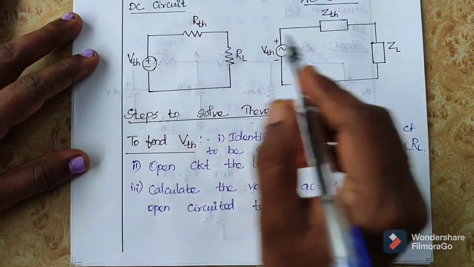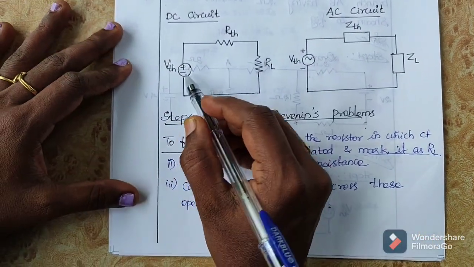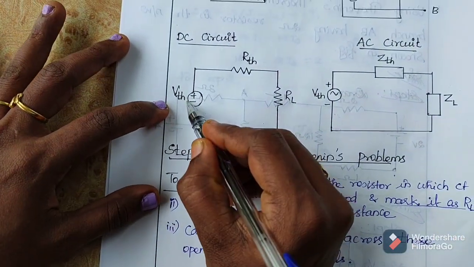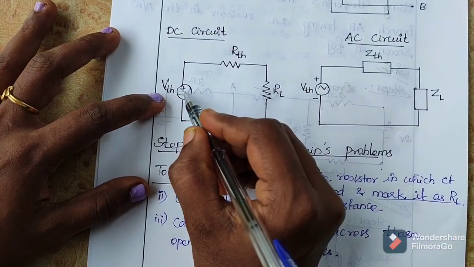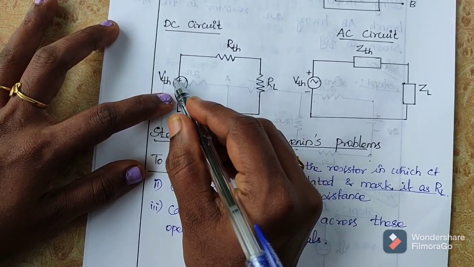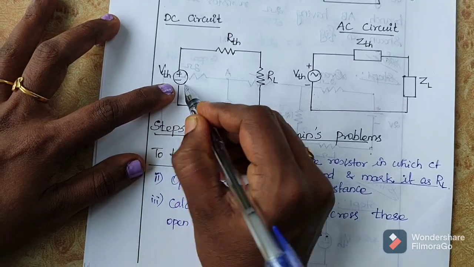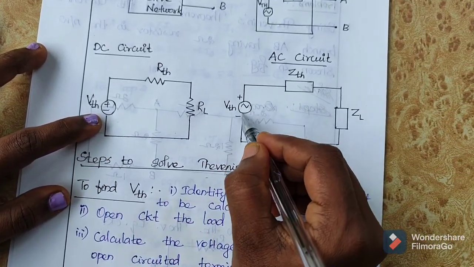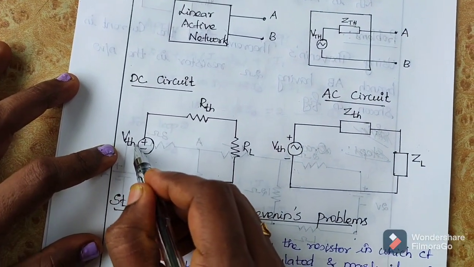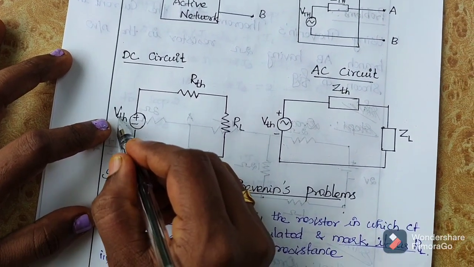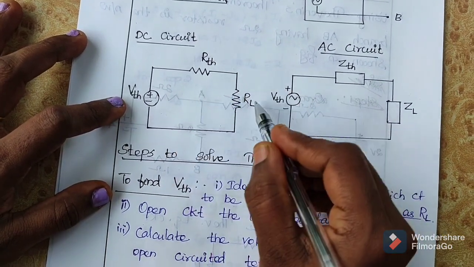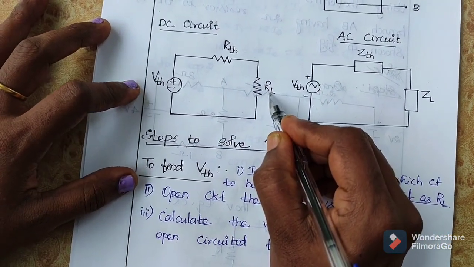Okay. This is a DC equivalent circuit. The DC equivalent circuit consists of a voltage source. This is the symbol of a DC voltage source, and for an AC circuit, this is the symbol of the voltage source. TH represents Thevenin's, so VTH means Thevenin's voltage. RTH means Thevenin's resistance, and RL is the load resistance.